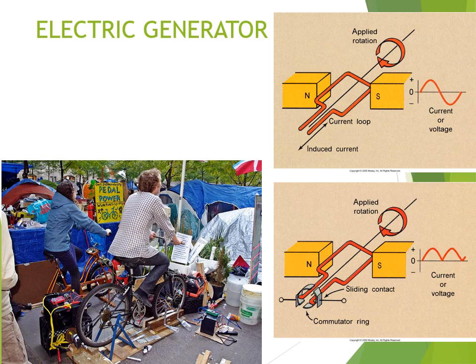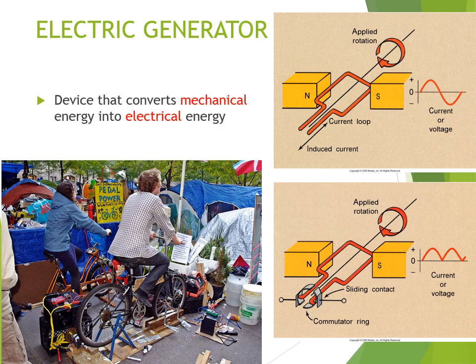A generator is a device that converts mechanical energy to electrical energy. As you turn the armature with a generator, you apply that rotation, and the rotation they're showing here is going to result in alternating current, because it has either a slip ring or no slip ring. If instead you put a commutator ring, the commutator ring is going to result in pulsating direct current, and that's the result on this one.